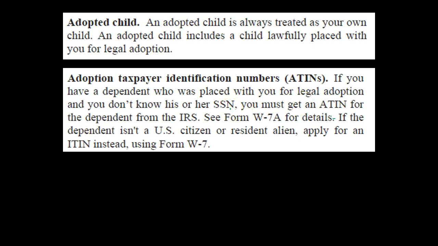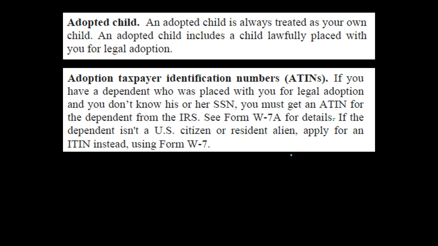Not we, but the IRS needs to have an identification number. They need to assign the identification number to both the child and to the caretaker of the child, and then have the qualifications from there. If there's no Social Security number, some other type of number needs to be identified, and that's going to be the adoption taxpayer identification number.